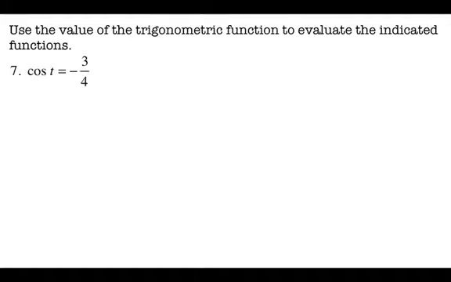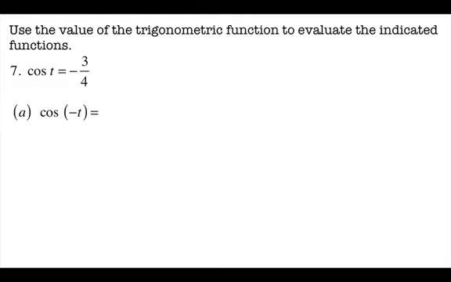This is part 2. Use the value of the trigonometric function to evaluate the indicated functions. So we're going to be using the previous slides, the even and odd functions. They give you cosine of t is equal to -3/4. They want you to compute cosine of -t.